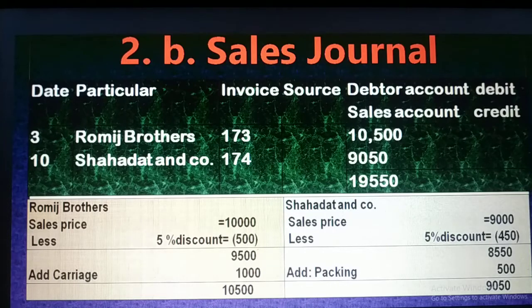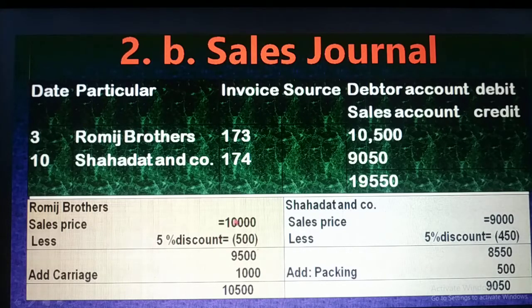Dear student, one important thing. Which transactions will you record in the sales journal? Be careful. Only credit sales will be recorded in the sales journal. No cash sales. If you sold goods in cash or by check, that will not come in the sales journal. Earlier when we learned the definition of sales journal, it is clear that only credit sales will be recorded. So sold to Romis Brothers is a credit sale and sold to Shahadat and Kong is a credit sale. Only these two will be recorded here.